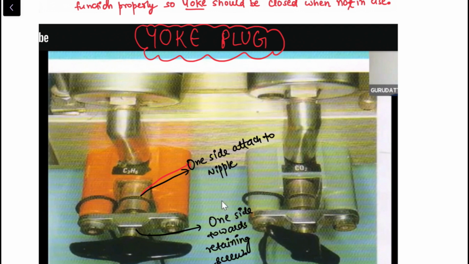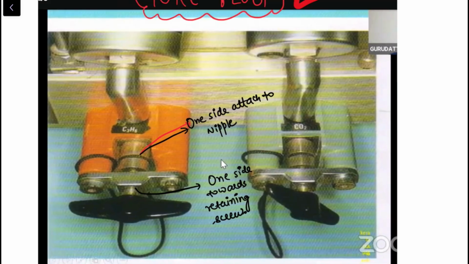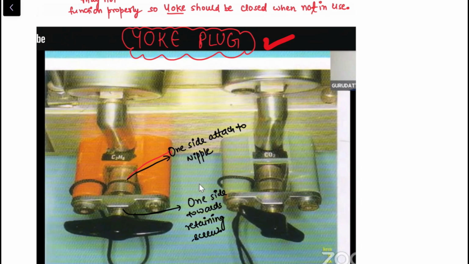Now if the cylinder is not connected to the machine, at that time you have to close it using a yoke plug. So that's all for cylinders.